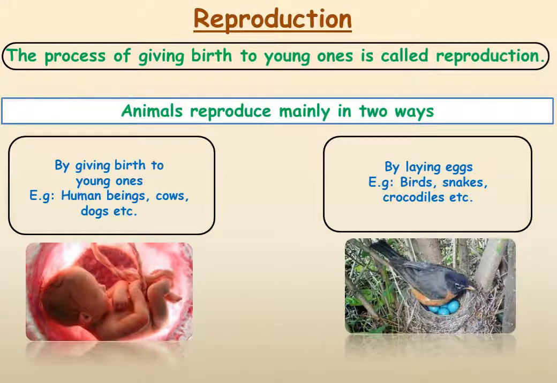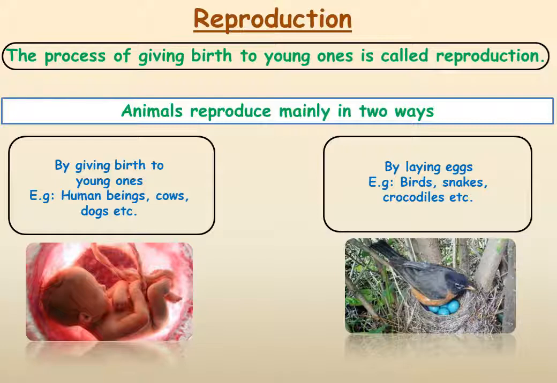Now, let's see the definition of the term reproduction. The process of giving birth to young ones is called reproduction. This is a definition, you should learn it. What is reproduction? The process of giving birth to young ones. That is called reproduction. Now, there are two ways in which animals reproduce.